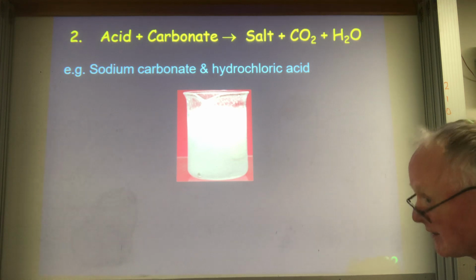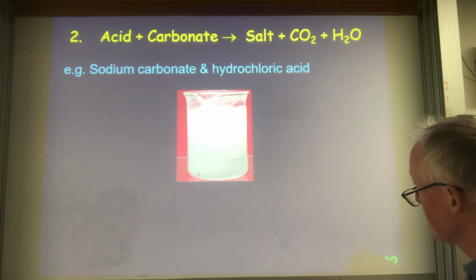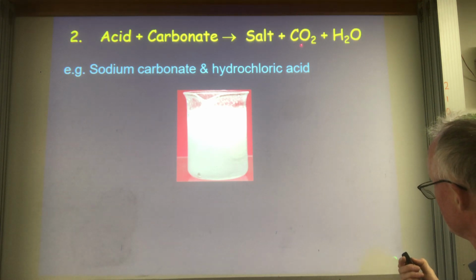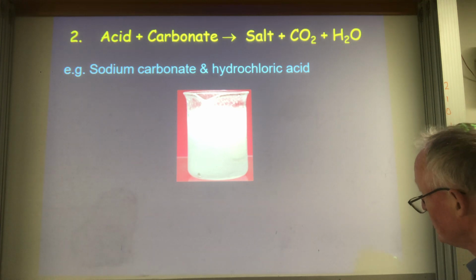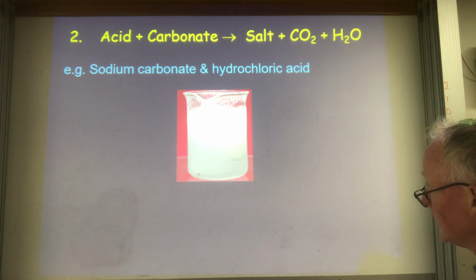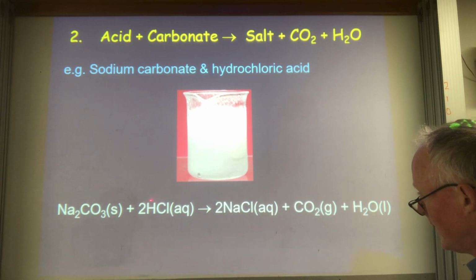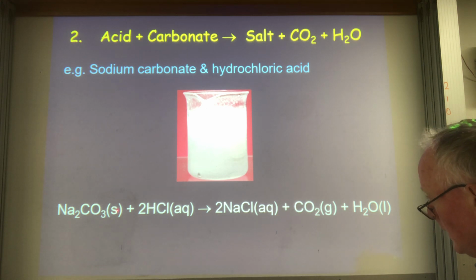Second type of reaction is actually an acid-base reaction. The carbonate acts as a base. So acid plus carbonate gives salt plus carbon dioxide plus water. Sodium carbonate and HCl, classic example of that. So sodium carbonate, our acid HCl. All the H's from the acid and the CO3s from the carbonate give you carbon dioxide and water. Then the cation from the base and the anion from the acid combine to give the salt.